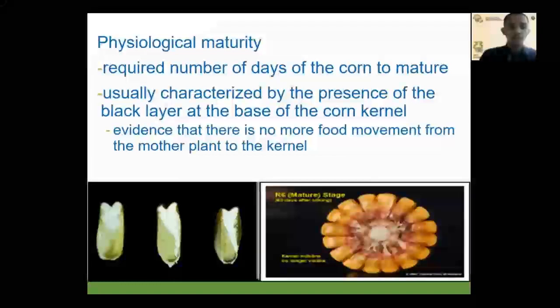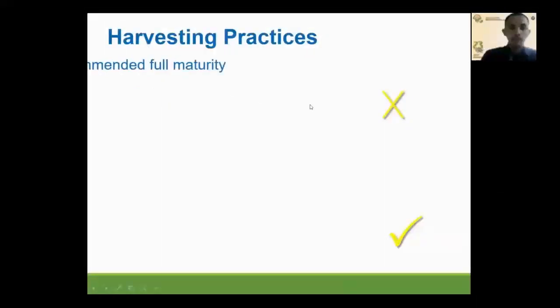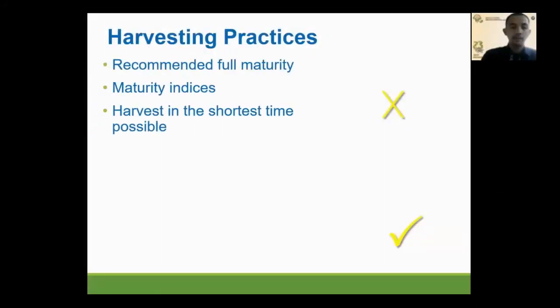Physiological maturity must be taken into consideration because it pertains to the required number of days of the corn to mature. It is characterized by the presence of a black layer at the base of the corn kernel, as can be seen here. It's a blackish portion at the base. Evidence that there is no more food movement from the mother plant to the kernel. Then we have harvesting practices.